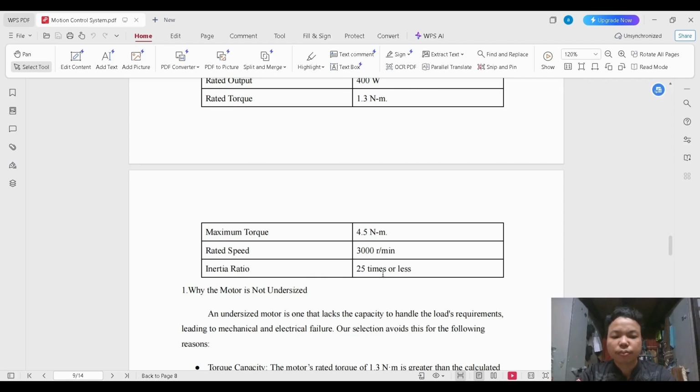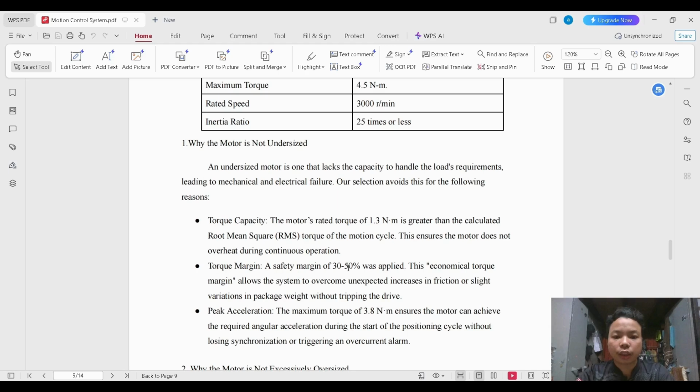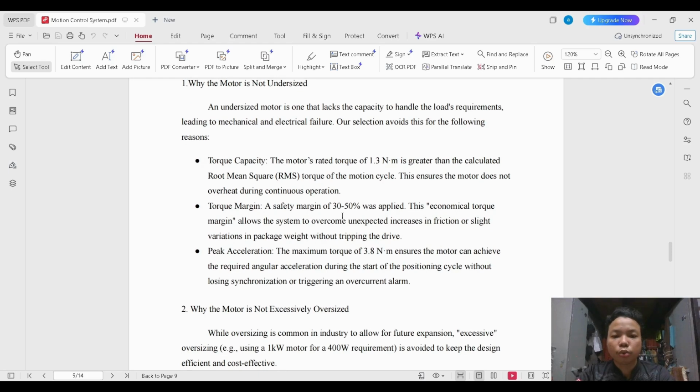Okay, first let me explain why the motor is not undersized. The calculated RMS torque of the conveyor system is lower than the motor rated torque of 1.3 Newton meters. This means the motor can handle the load without overheating. In addition, we apply 30 to 50% torque margin, which allows the system to handle unexpected friction, load variations, or wear over time.